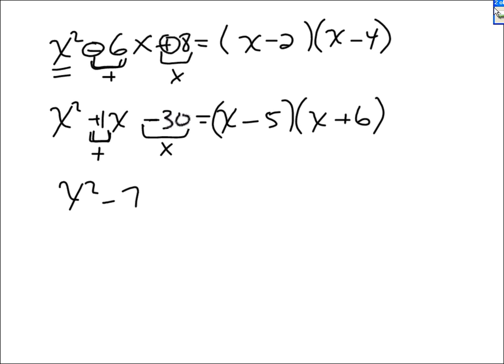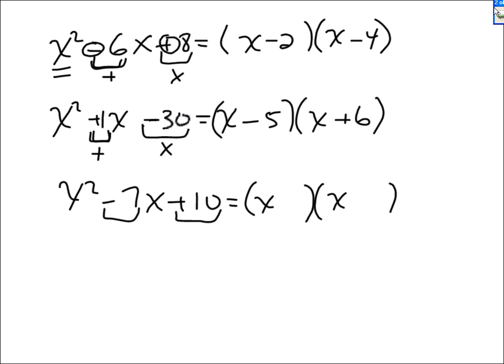X squared minus 7x plus 10. X followed by a number, x followed by possibly a different number. The product should be positive 10. That means the signs are both the same, but they should add up to negative. That means the signs are both negative.